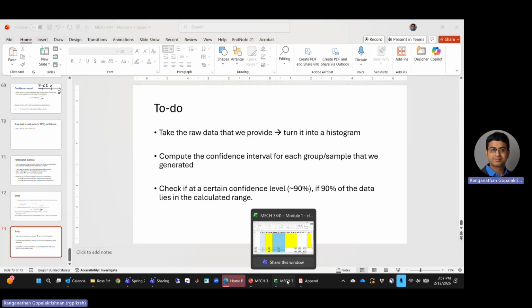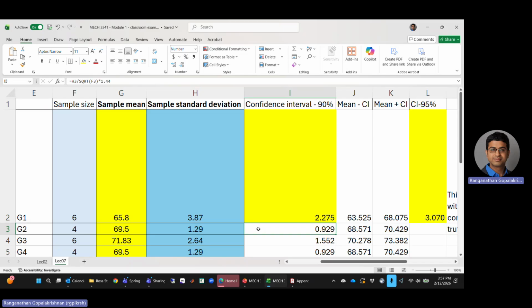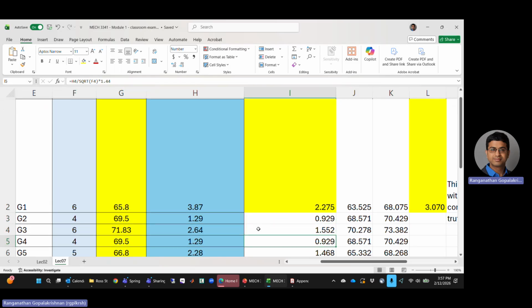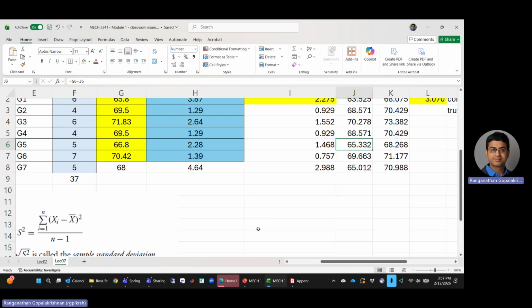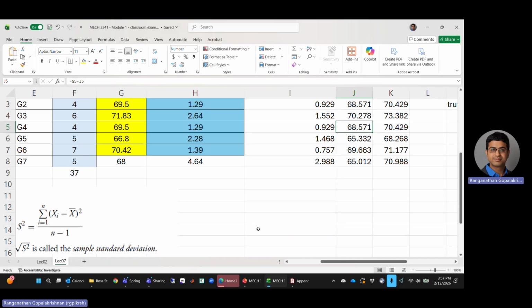You are all going to do it for all the groups. It's just a practice exercise. You just do it 5 or 6 times to learn, and each group has a slightly different mean and different confidence interval. So you can first learn how to do the confidence interval calculation 5 or 6 times. Wouldn't hurt to practice. Then for each interval, you look at the histogram and see whether 90% of the data or 95% of the data falls in that range. It's a yes or no question at the end.